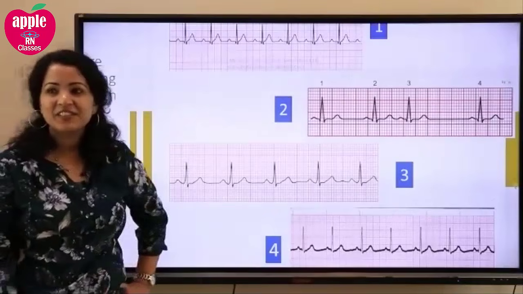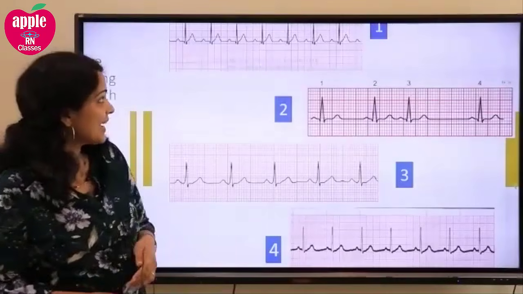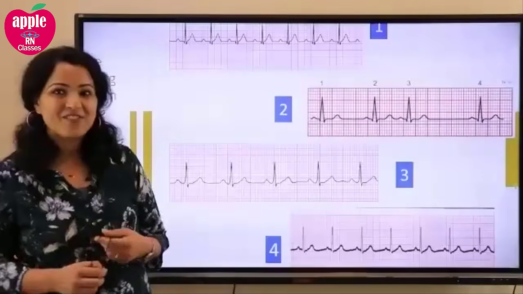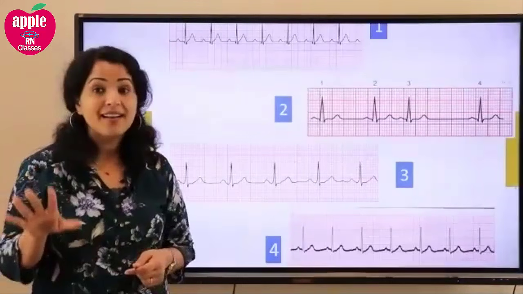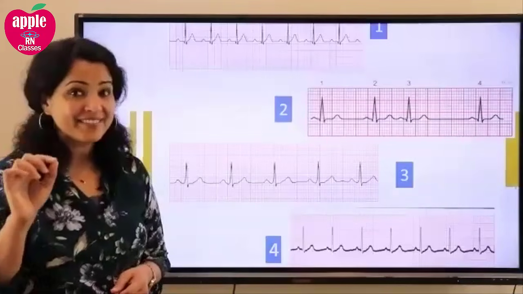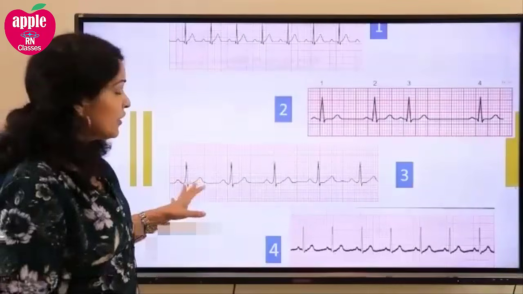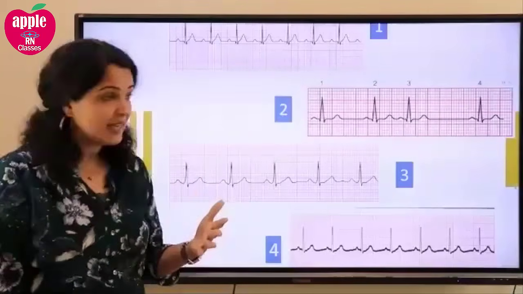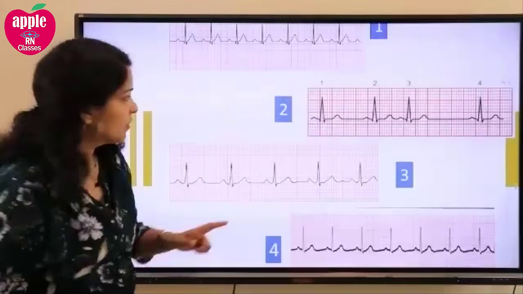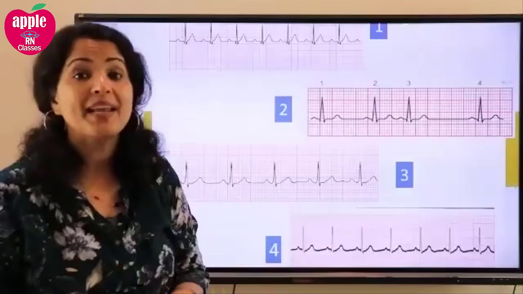All right, I will let you think about it. Look at it, and don't make any mistakes, because you know how first degree heart block is. The only thing you are going to see is the PR interval is longer. There is no dropped QRS. There is always a QRS along with a P. We can definitely take out 2 because there is a dropped QRS here. So we know that is not first degree, because in first degree there will not be any dropped QRS.